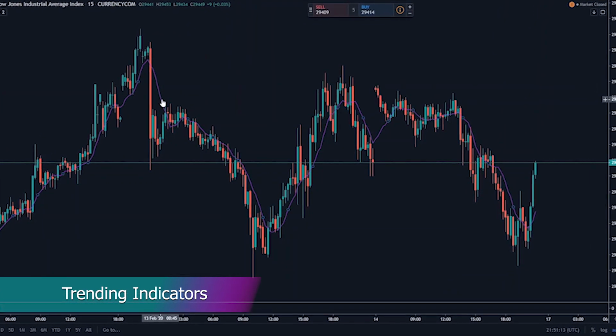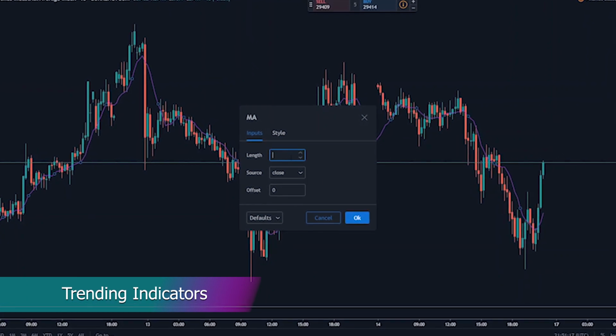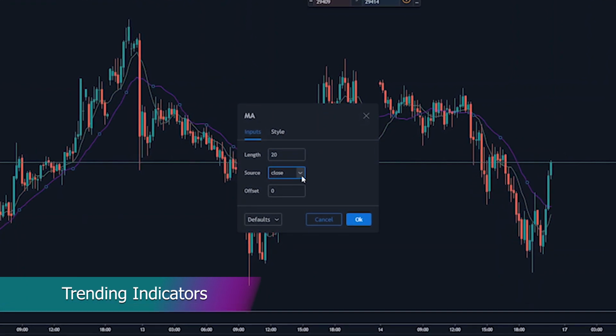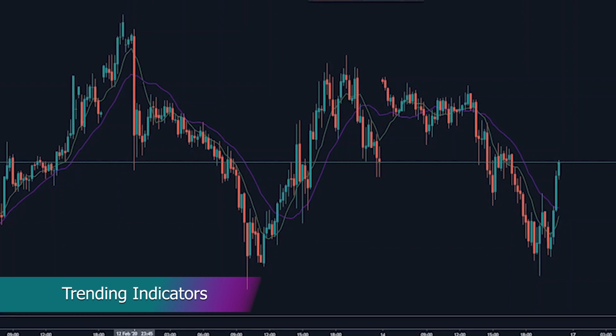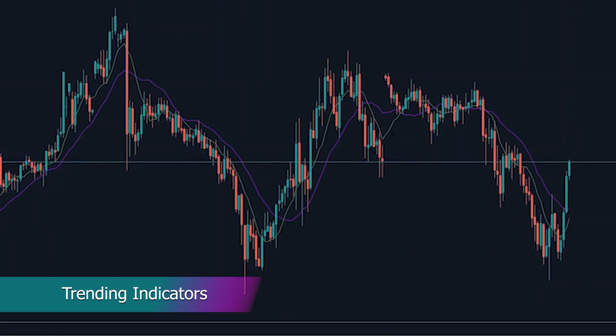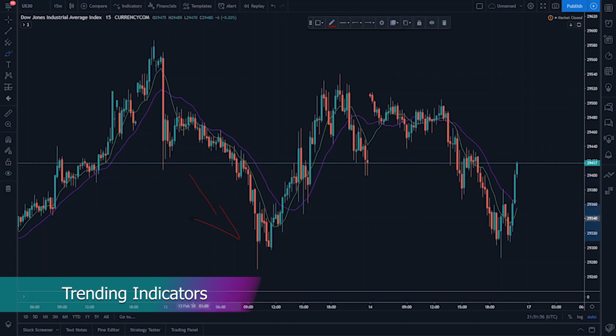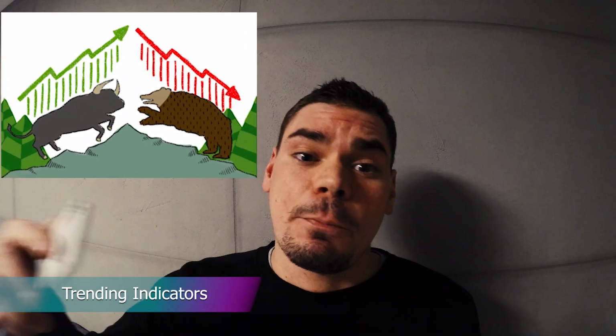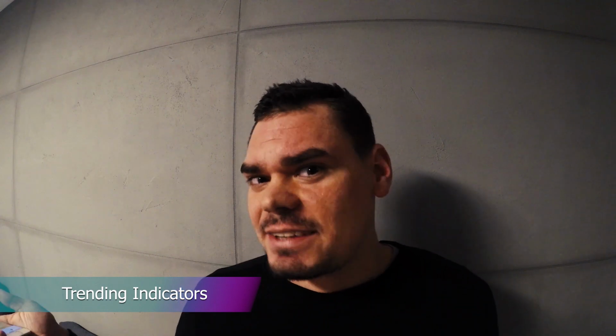So for example, we got the moving average, right? So if the price goes above the moving average, it will indicate that the trend is up. And if the price goes below the moving average, it will indicate the opposite, so the trend is down. So price above the moving average is the bullish trend, and price below the average is the bearish trend. I hope this makes sense for you.